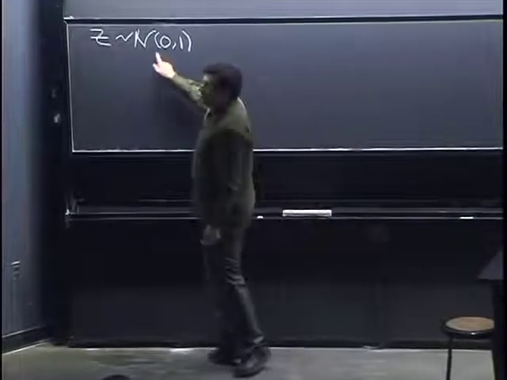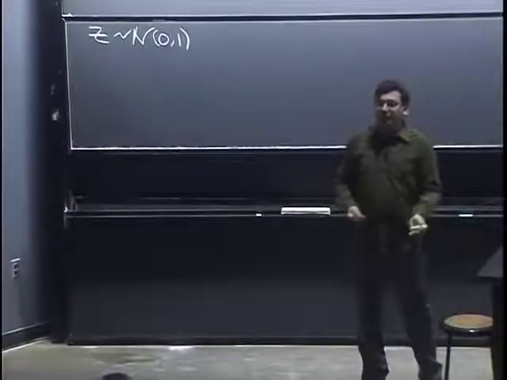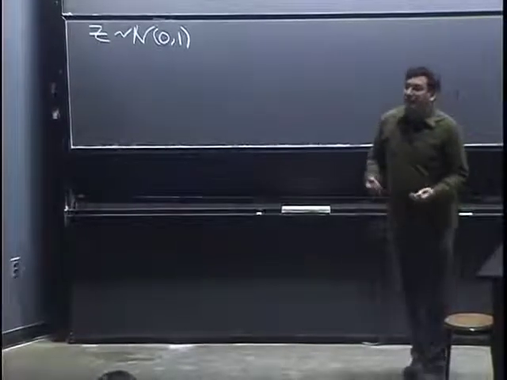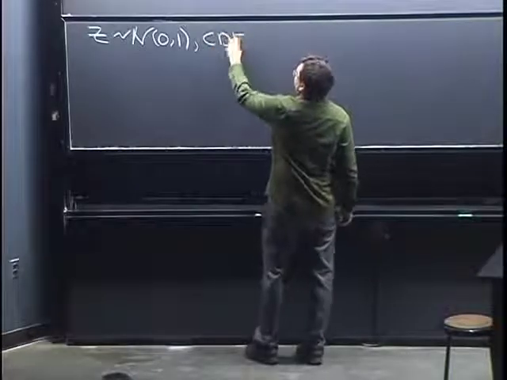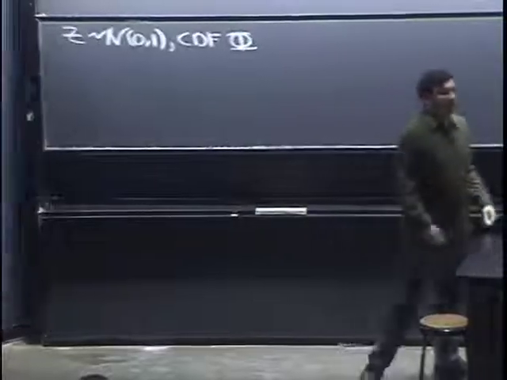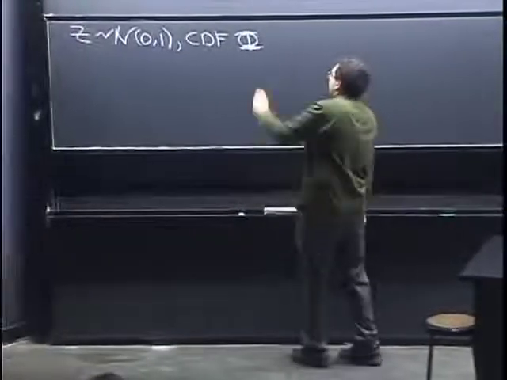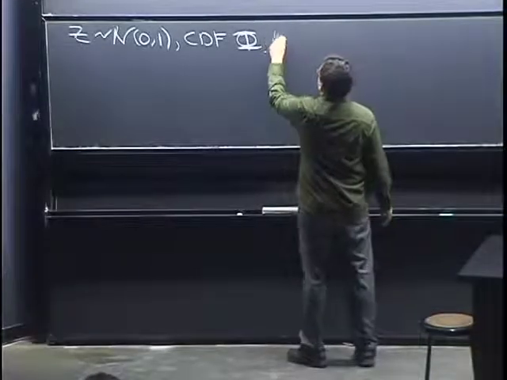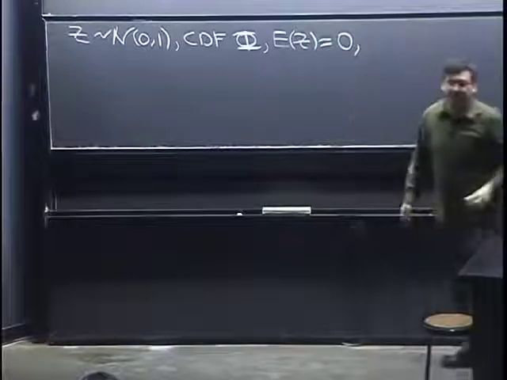If Z is standard normal, then first of all, we found its PDF, right? We figured out the normalizing constant. Its CDF you can't actually do in closed form, so it's just called capital Phi. That's just standard notation for the CDF. We computed the mean and the variance last time. Remember the mean, E of Z, equals 0. That's immediate by symmetry.